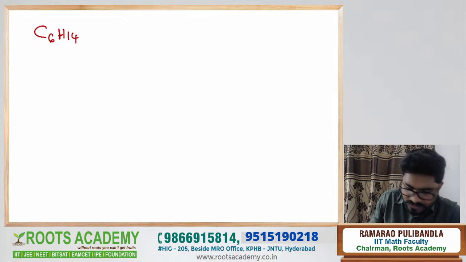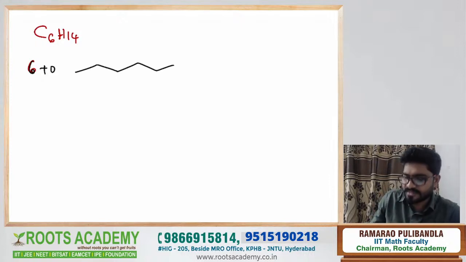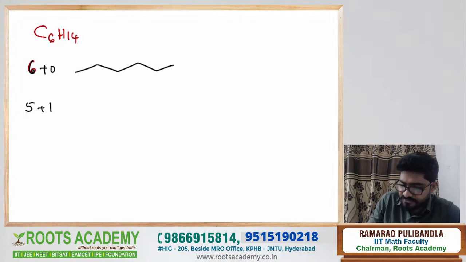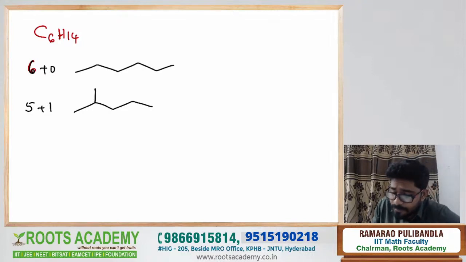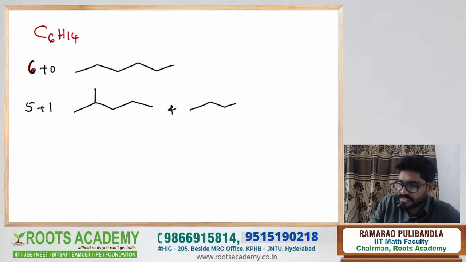Good. Now, same thing, you have to approach in a systematic manner. The first one is 6 plus 0, I'm taking. Like this. It is the 6 plus 0. Okay, what is the next possibility? 5 plus 1. I'm keeping 5 like this, I can keep 1 here. This is 2-methyl pentane. This is N-hexane, 2-methyl pentane. And one more possibility, like this, guys. This is 3-methyl pentane. Yes, 2-methyl pentane, 3-methyl pentane.